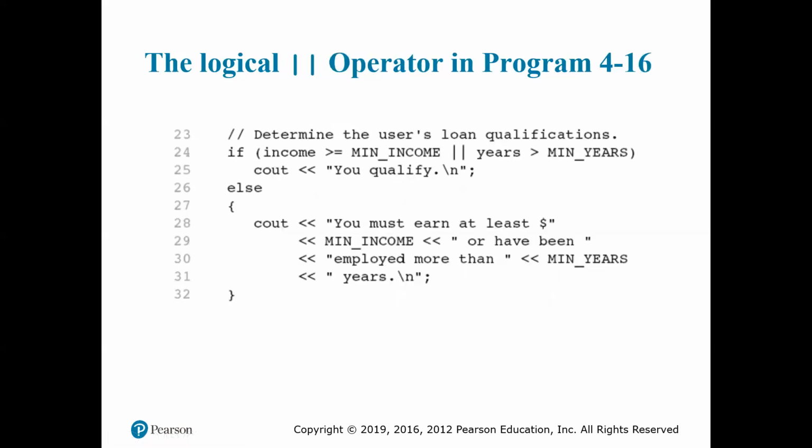Okay. So this is an example of an or. If the income is greater than or equal to the minimum income, or the years is greater than the minimum years, then you qualify. So either one of these has to be true, or both of them can be true. If one of them is true, you qualify. If both of them are true, you qualify. But if neither of them is true, then it must say you must earn at least the minimum income, or have been employed for more than a certain number of years. So you have to have one of them be true, or both if you want. Okay, so far so good?